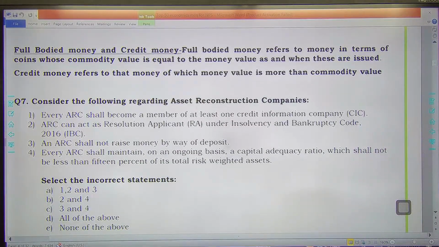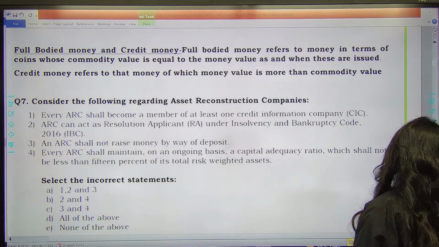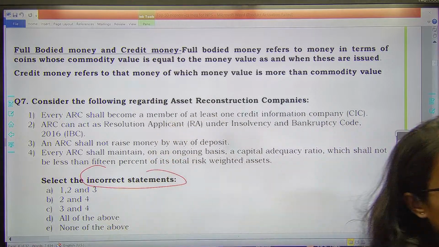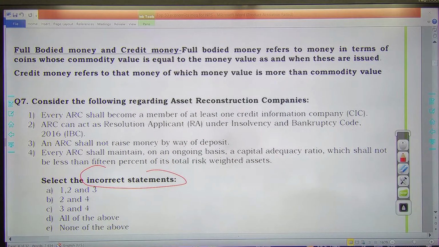Consider the following statements about asset reconstruction companies, and then you have to tell me the incorrect statement. Here you have to choose the incorrect statements. Asset reconstruction companies are a very important part of the NBFC topic.